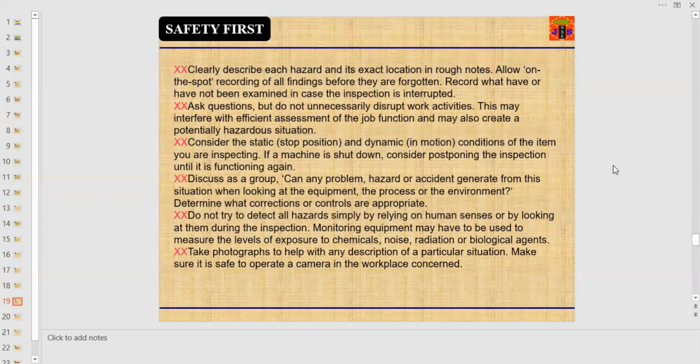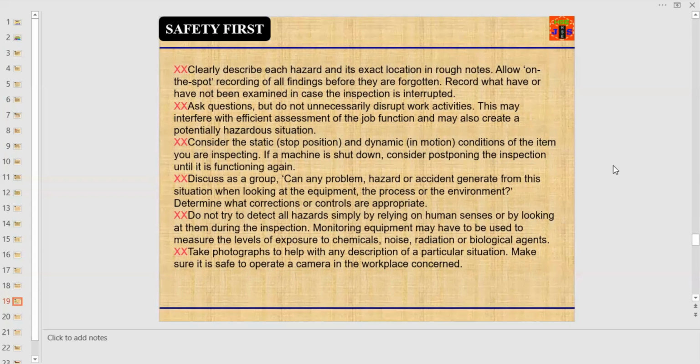Consider the static stop position and dynamic in motion conditions of the item you are inspecting. If the machine is shut down, consider postponing the inspection until it is functioning again. Discuss as a group: can any problem, hazard, or accident generate from this situation when looking at the equipment, the process, or the environment? Determine what corrections or controls are appropriate.